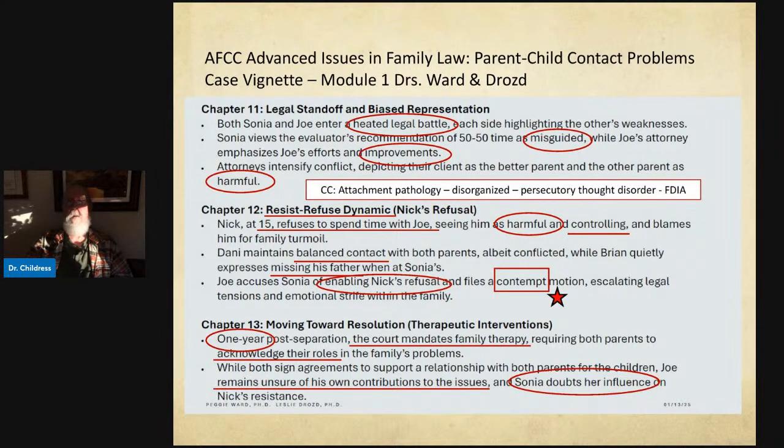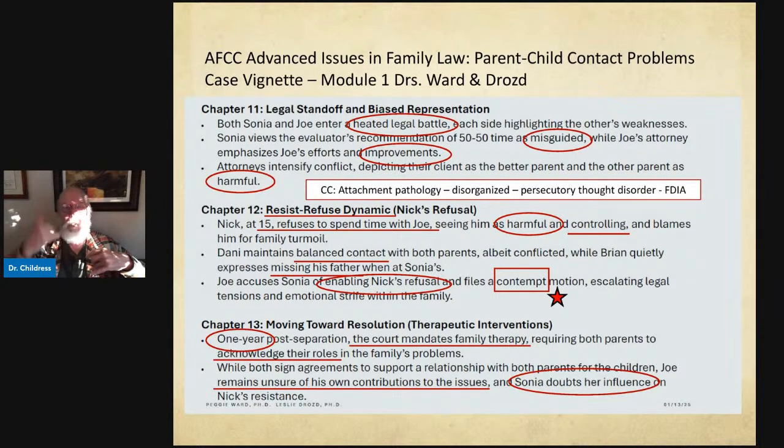So mom looks at 50-50 time and sees that as misguided, even though that's a professional, that's a psychologist who conducted this, and so she's discounting the opinion of a psychologist, a fixed and false belief maintained despite contrary evidence. The contrary evidence is the opinion of the psychologist who did the assessment. The father is not dangerous. Mother doesn't believe it. Persecutory delusion.